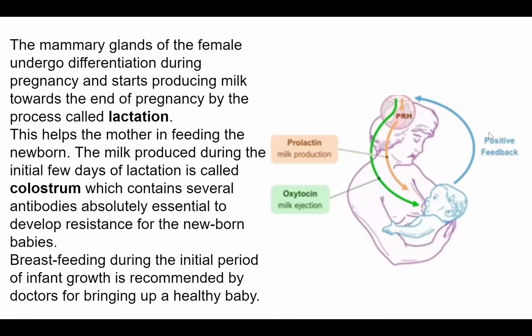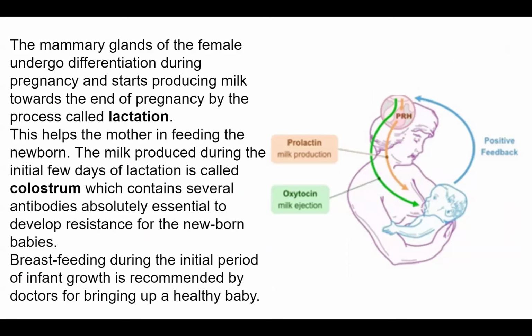Now the mammary glands of the female undergo differentiation during pregnancy, and they start producing milk towards the end of pregnancy by the process of lactation. This helps the mother in feeding the newborn baby. Towards the end, we say HPL is there. Hence, lactation is also there.